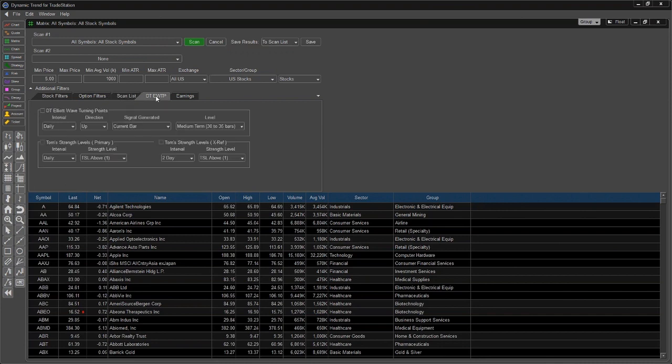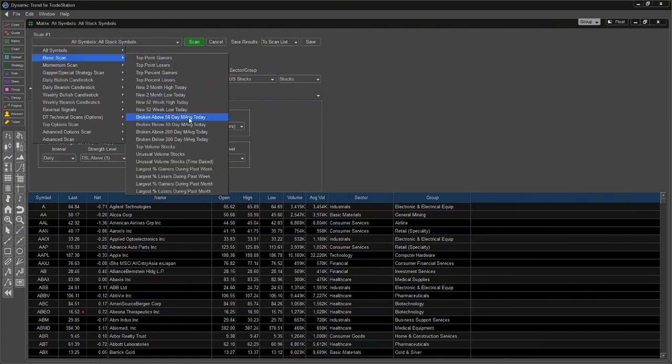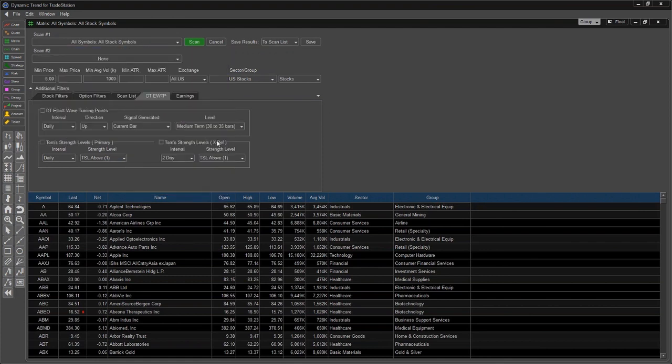And then the meat of the scanner, the most fun part, is the DT Elliott Wave turning points. This is where we can look for either all stocks or all stocks that are breaking above a 50-day moving average that have an Elliott Wave turning point with a direction up on a daily time frame, where the current bar has a medium-term trend, which is a 30 to 35 bar trade. So all we need to do at that point is click scan, and it'll automatically find those stocks.